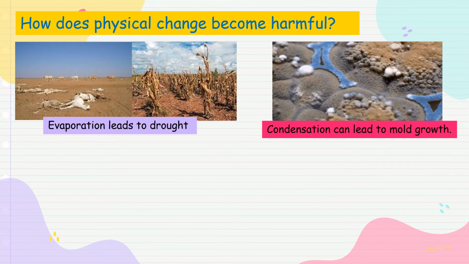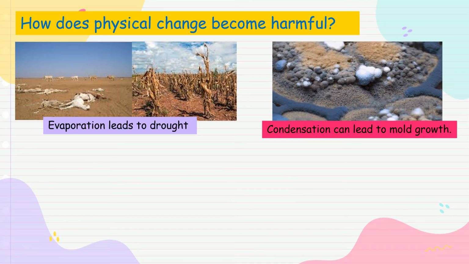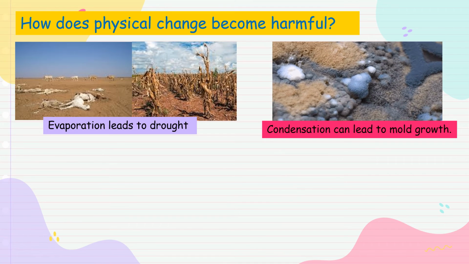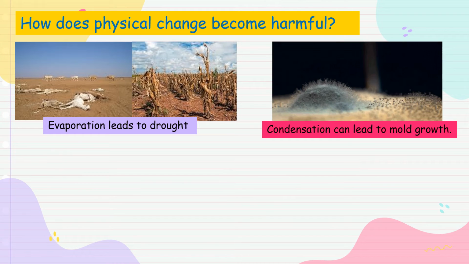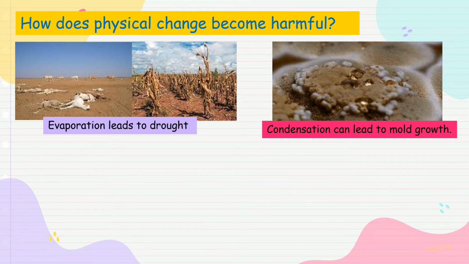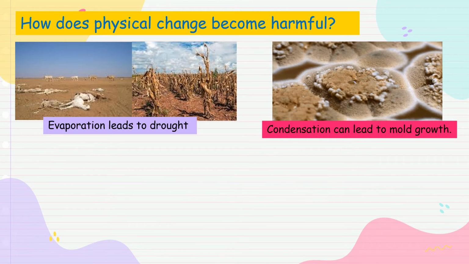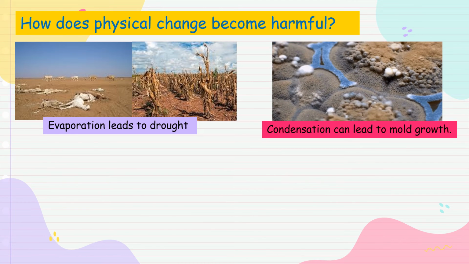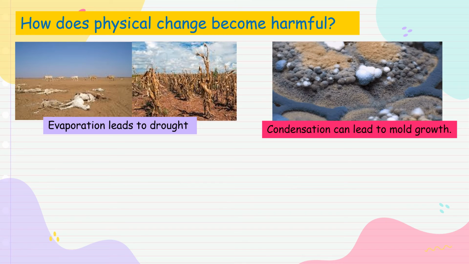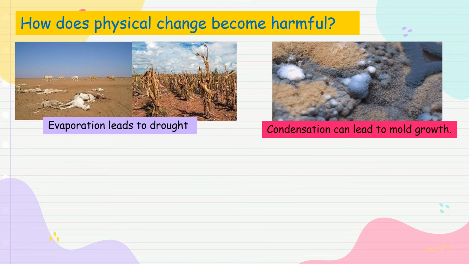Condensation could be a problem as well. Water molecules in the air stay inside the house throughout the day and can lead to mold growth, staining, and smelly air. This can cause allergic reactions, skin irritations, and respiratory problems including asthma.